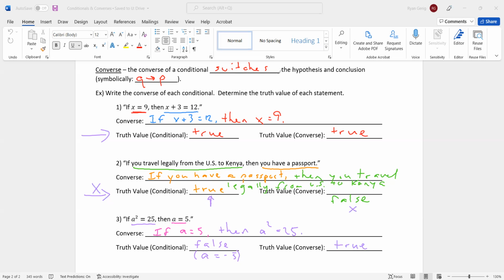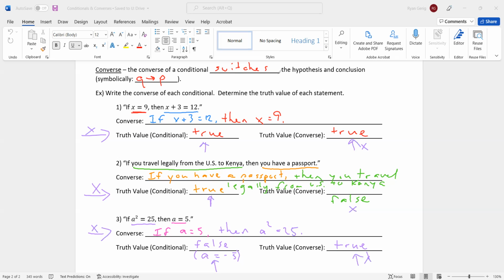Some people might say if the conditional is false, then the converse is false. Well, that's not true either. Look at this one. It would be a counterexample to that statement. Okay, so maybe they switch: if a conditional is true, then the converse is false. Well, that's not true either. Look at that one.